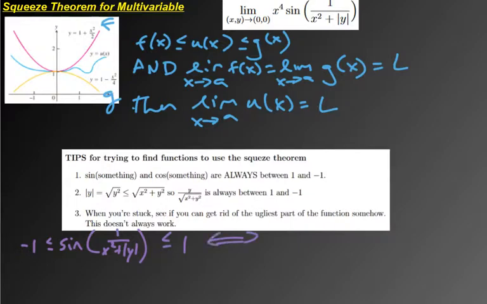So this is then equivalent to negative x to the fourth is less than or equal to x to the fourth sine of 1 over x squared plus the absolute value of y, and then less than or equal to x to the fourth. And now I have my three functions, right? f is this one, u is the one I want here, and g is this one. So I've built up this boundary, right?